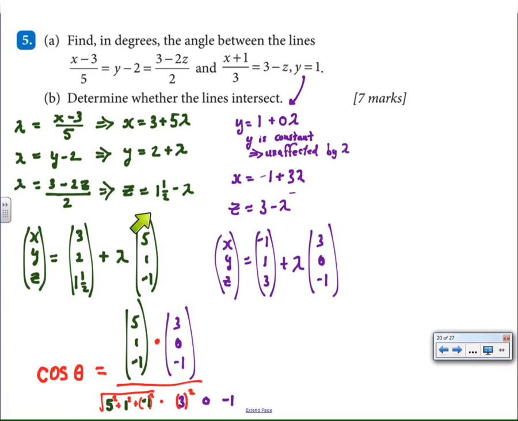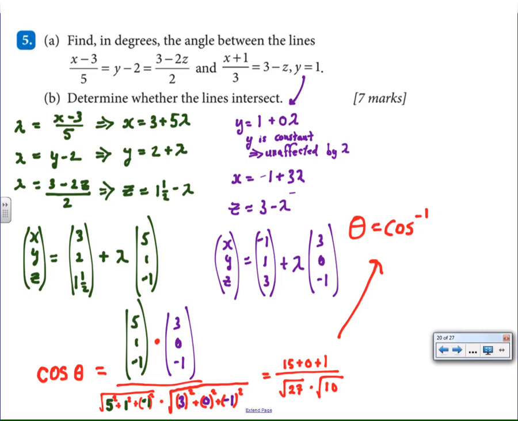Now, the 5, 1, -1 is the direction vector for one of the lines, and 3, 0, -1 is the direction vector for the other. To find the angle between, I'm going to use the cosine formula, that is the dot product of the direction vectors over the product of the magnitudes of those vectors, which gives us theta as the inverse cosine of 16 over the square root of 270, or 13.6 degrees.